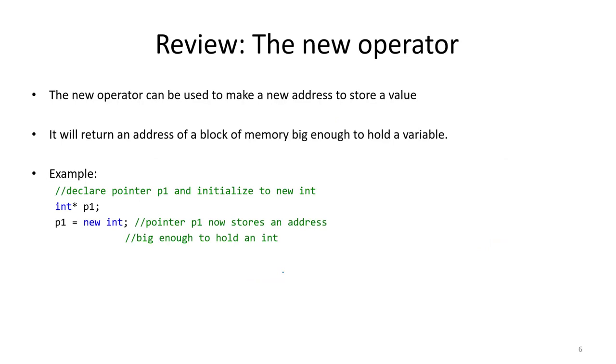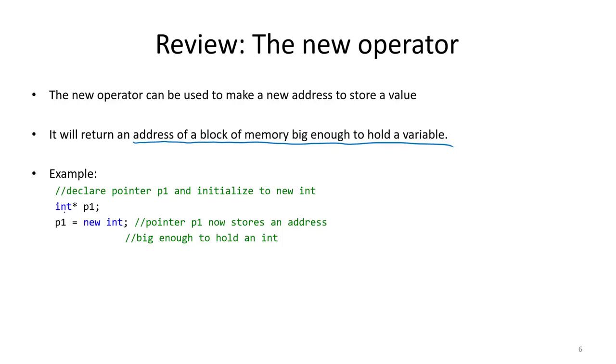Let's now briefly review the new operator just a little bit, and we'll return to it in more detail later on. You'll remember that the new operator will essentially allow us to create a brand new variable in the memory. What it does is it returns the memory address of a block of memory big enough to hold whatever variable you specified.